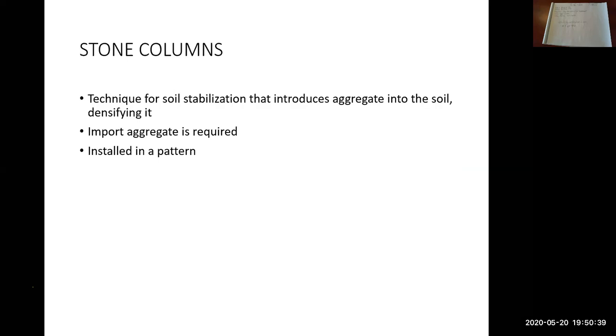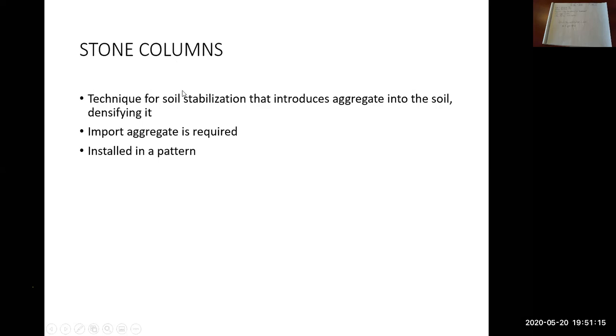So next one here, stone columns. It's kind of similar to jet grouting, but instead of using a soil cement mixture, you're using rock only. As it says there, it's a technique for soil stabilization that introduces aggregate into the soil. It densifies it. So again, this stone column method will increase the density of the ground.